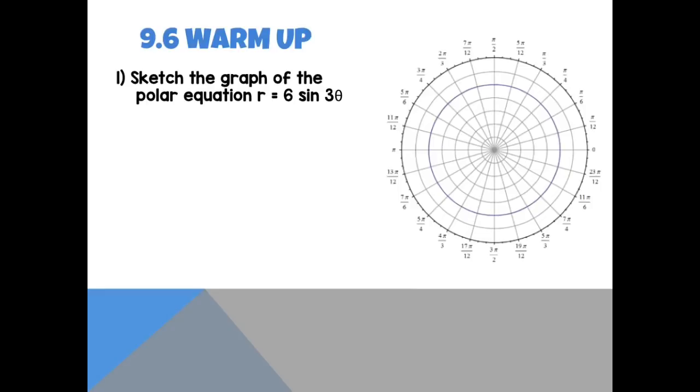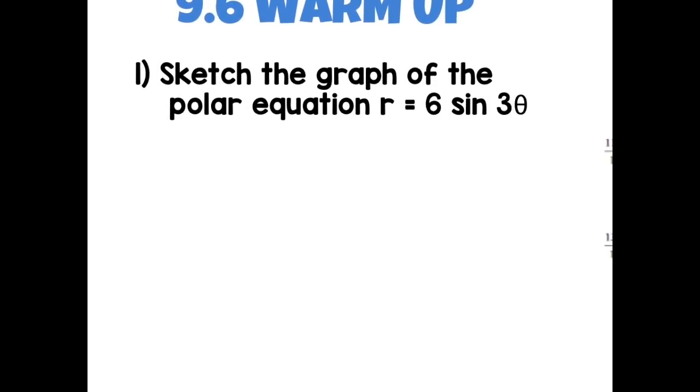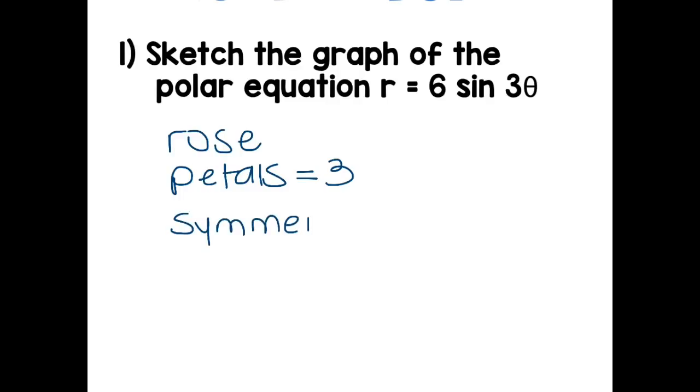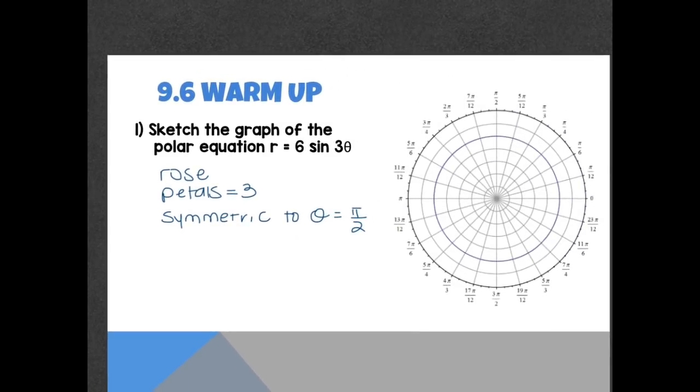What kind of graph is this? It's a rose, right? There's a number in between, but there's not an r squared. So once you identify it's a rose, then you want number of petals, which would be what? 3. Then I want to look for symmetry. I can use my quick test here, right? This would tell me that it's symmetric to what? Good. Everybody good so far?